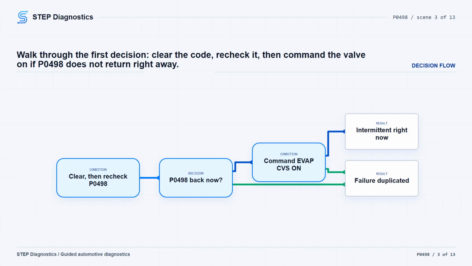If P0498 sets during that commanded test, the failure is duplicated and you move into the circuit checks. If it does not set, the EVAP system is okay at that moment, so treat it as intermittent and inspect for poor connections or loose terminals at the vent shut valve and the PCM.